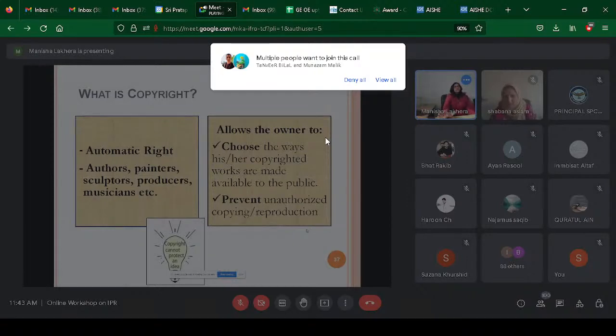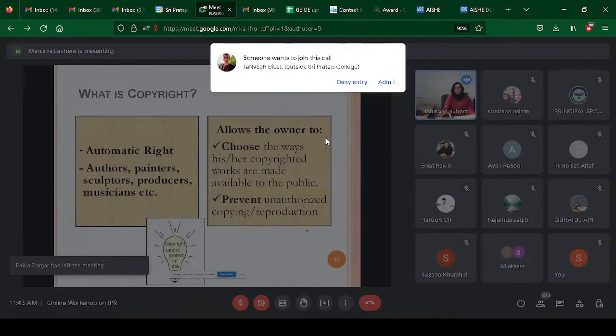Now a copyright is an automatic right. It means as soon as the work is created, the copyright will come into existence. But if you don't apply for copyright registration, then you cannot prevent unauthorized copying or reproduction. Another person can copy your work and can sell your work. He can make copies of it. So in order to prevent that from happening, you need to apply for copyright.